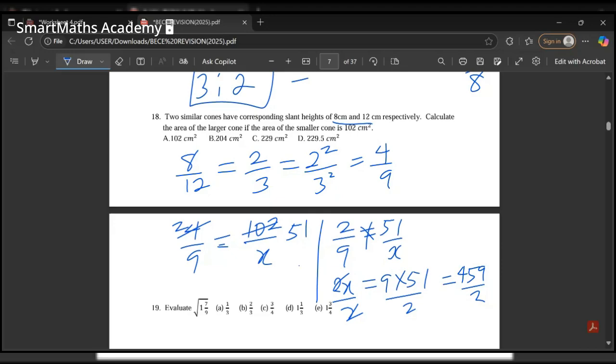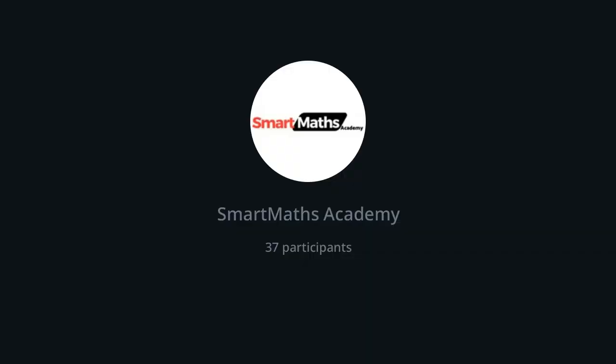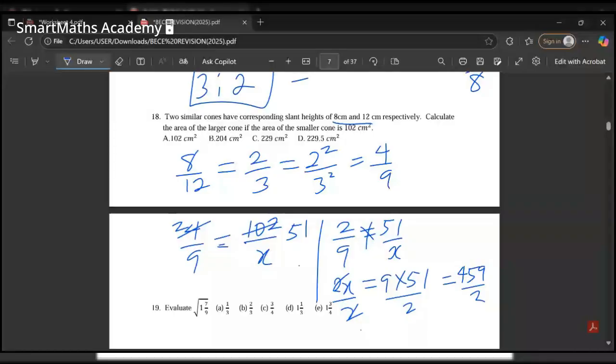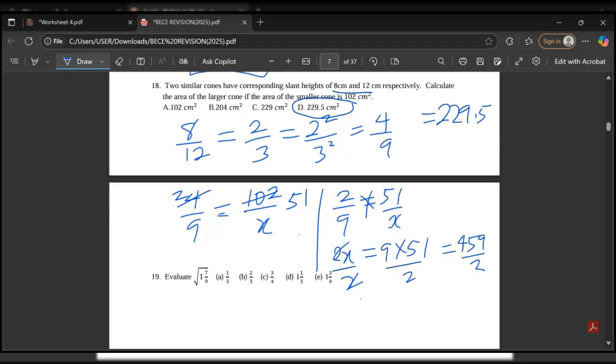When we divide it by 2, what do we have? We have 229.5. And that is option D as you have it here. 229.5. So that is that for question 18. Then we move to question 19.